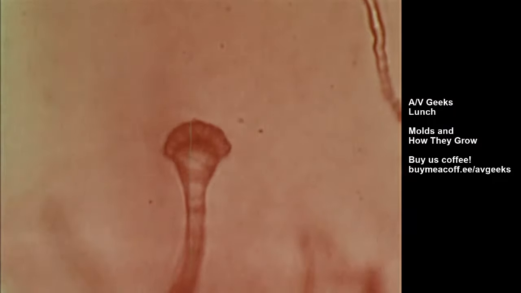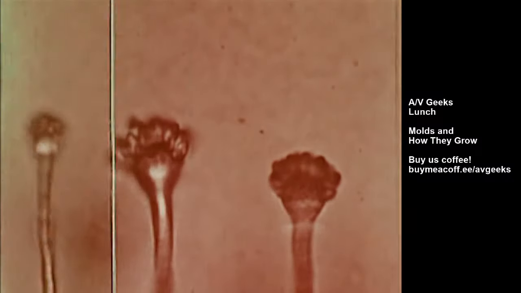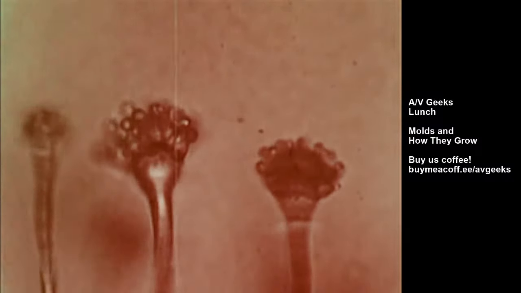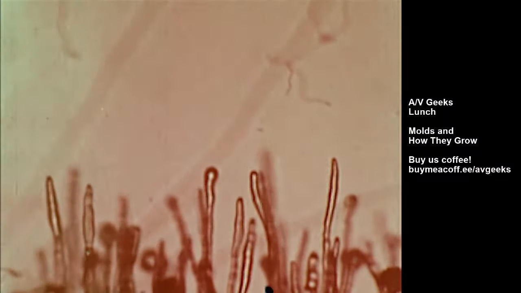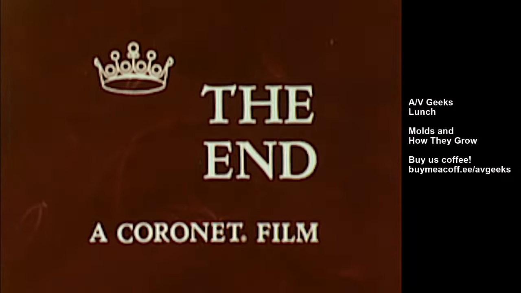In almost any part of the world, mold spores begin growth whenever they reach a favorable environment. Some of these molds are harmful. Many are helpful to man. The effects of these molds suggest still further chapters in the story of molds and how they grow. Tune in again for the next exciting chapter of molds and how they grow.